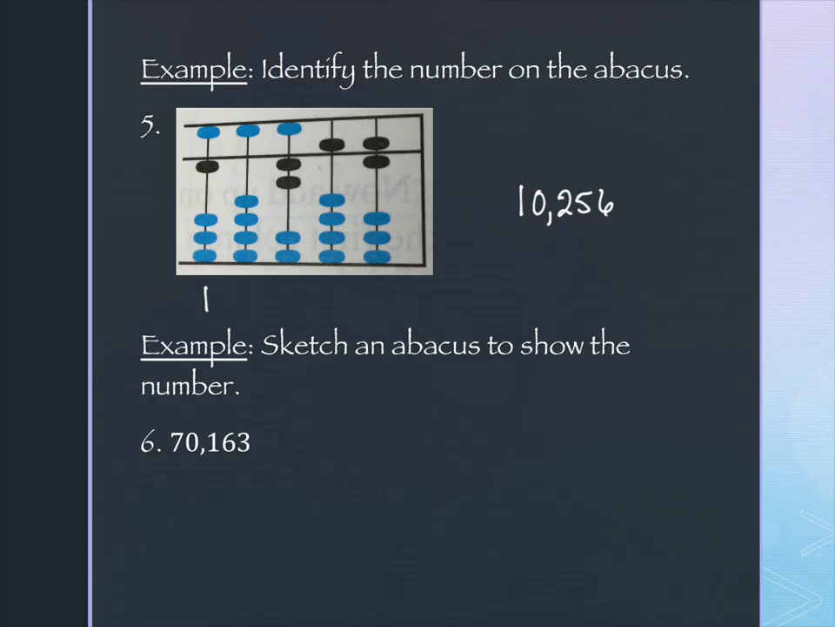The first one's a 1 because there's 1 pushed from below. The second one's a 0 because there are no beads pushed toward the middle at all. The third one's a 2 because there are 2 beads pushed from below. The fourth one is a 5 because it's 1 bead from above. And then the last one is a 6 because it's 1 bead above worth 5, 1 bead below worth 1, so we've got a 6.